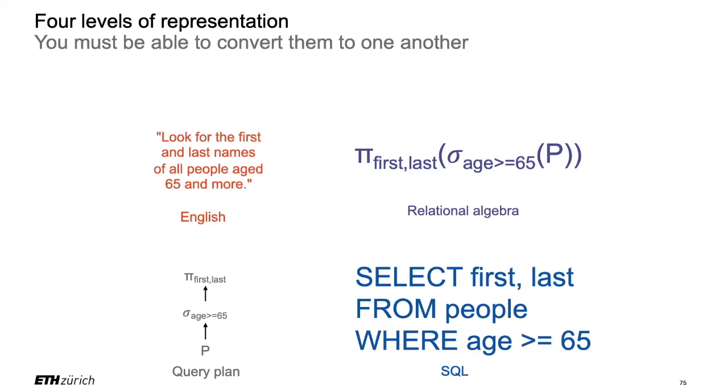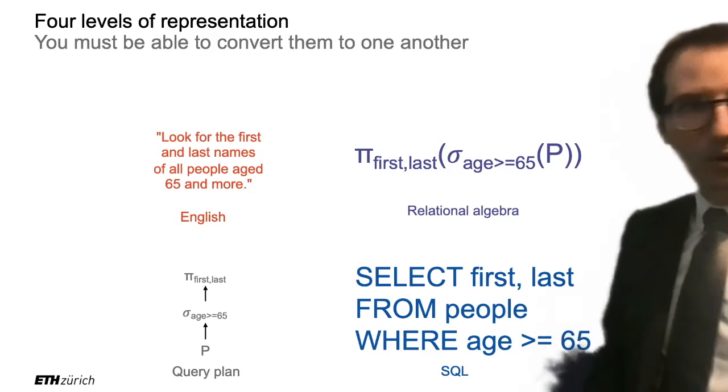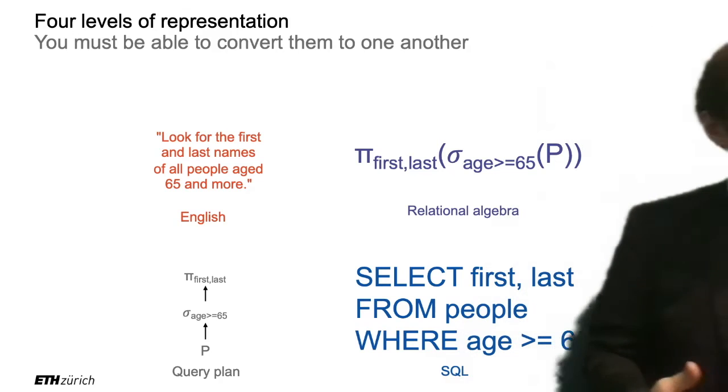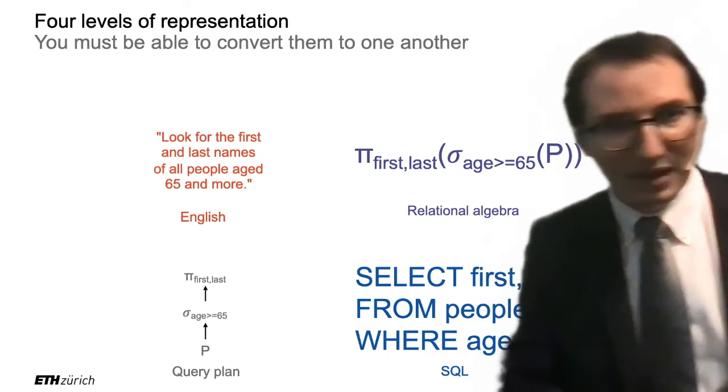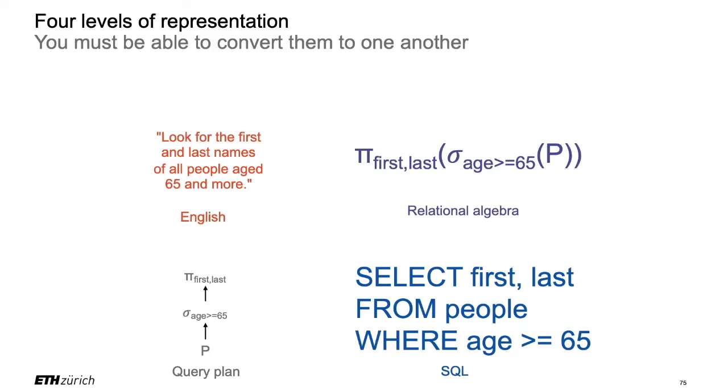Okay, now a little break to show you the sort of things that you are expected to be able to do at that point and also in the exercises. There are 4 different ways to express a query, and you need to train yourself to fluently go from one to the other. One way is plain English. Look for the first and last names of all people aged 65 and more, for example. Relational algebra, all these Greek symbols and subscripts and so on and so on. Or the query plan, this is where you draw, you know, these arrows that show the data flow, or SQL.